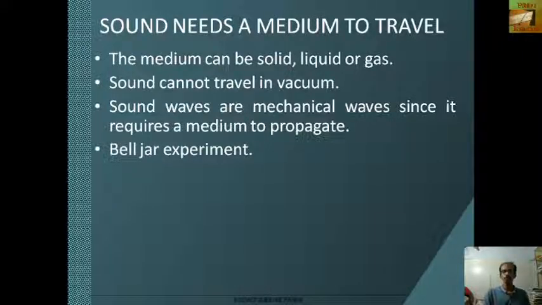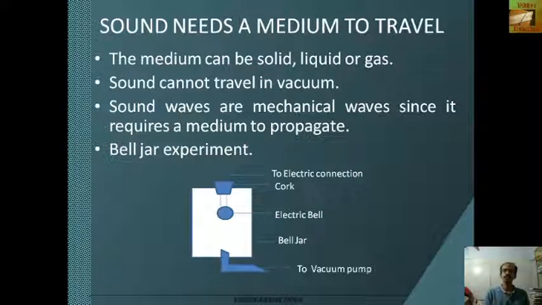Now, this can be proved by this experiment known as the bell jar experiment. In this case, a bell jar is fitted with an electric bell as shown in this figure. The bell jar is tightly closed using a cork and the bell jar is connected to a vacuum pump. At first, the bell jar is filled with air. Then if we switch on the electric bell, we can hear the sound. Then we switch on the vacuum pump which sucks all the air out and hence a vacuum is formed inside the bell jar. Then if we switch on the electric bell, the bell is inaudible. Hence, we can say that a medium is required for sound to propagate or travel.